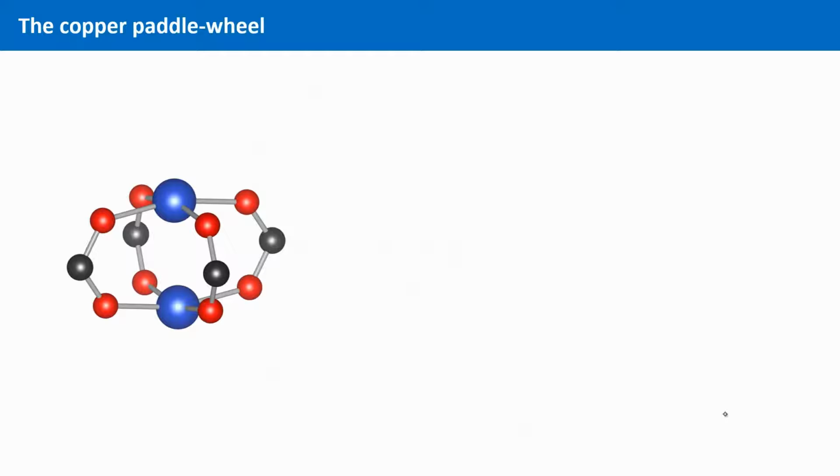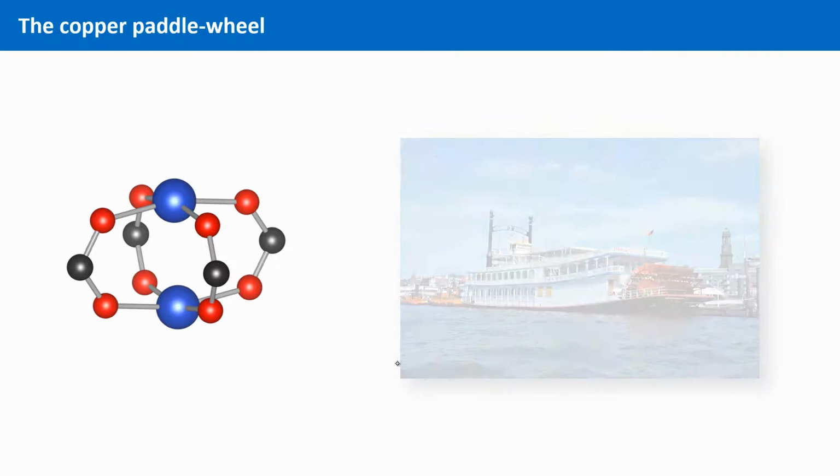Copper has a high tendency to form dimeric structures like this. This is not only known from MOFs, but also from relatively simple compounds like copper acetate. These dimers have a connectivity of 4. The geometry of this cluster is in many cases square planar, and many MOF chemists compare this shape to a paddle wheel of a ship like this.